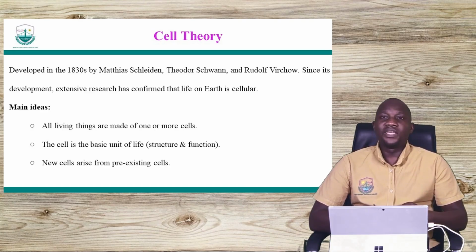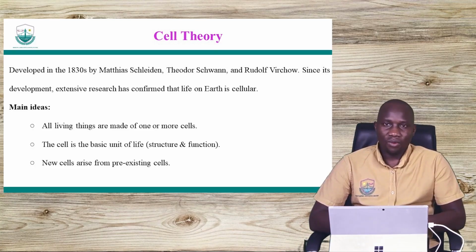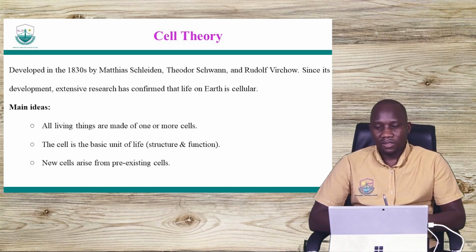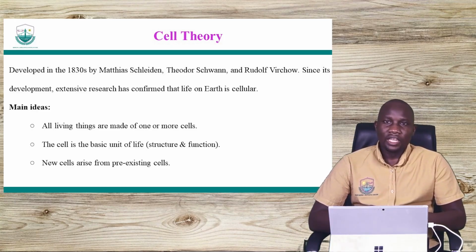So how did we come to know about cells? As scientists, we rely on work that has been done by other people. The first people who did a lot of work in areas to do with cells developed for us a theory that we call the cell theory. And this cell theory is what is widely accepted. And what is this cell theory all about?